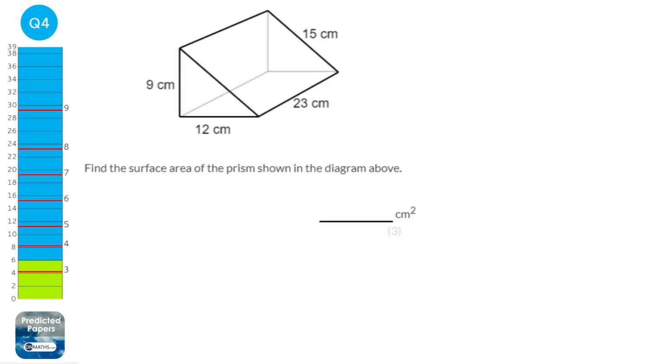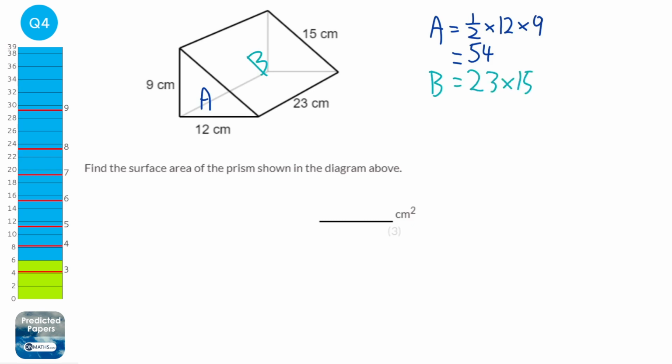So we're going to go through this shape and work out the area of each of the shapes in the triangular based prism. So we're going to start with this triangle at the front, and the formula for working out the area of a triangle is half times the base, which is 12, times the height. And so that's going to be 54. Next thing I'm going to do is work out the rectangle here. And so the width of it is 23 and the length is 15. So we're going to do 23 times 15, which is 345.